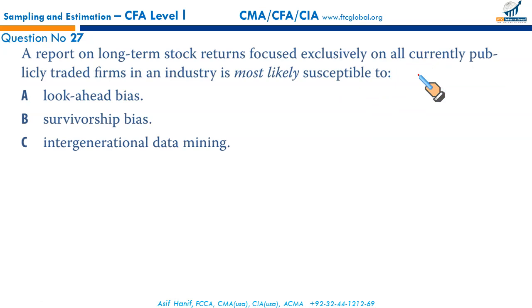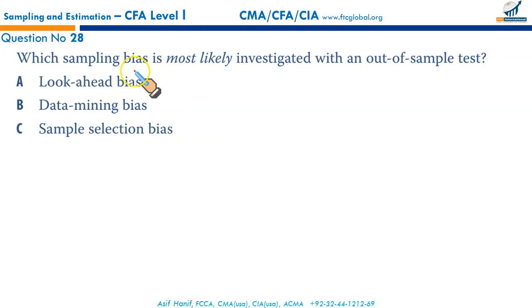Next. A report on long-term stock returns focusing exclusively on all currently publicly traded firms in an industry is most likely prone to what you call survivorship bias. Straightforward textbook-based question. A report that uses a current list of stocks doesn't account for firms that have failed, merged, or otherwise disappeared from the public equity market. As a consequence, the report is biased because it contains only the companies that survive. It's a survivorship bias.